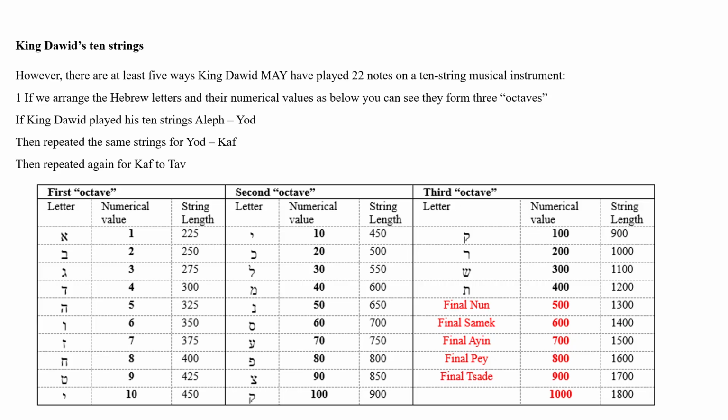1. If we arrange the Hebrew letters and their numeric values as below, you can see they form 3 octaves. If King Dawid played his 10 strings Aleph through to Yod, then repeated the same strings for Yod through to Kaf, then repeated again for Kaf to Tav and perhaps the final form letters.